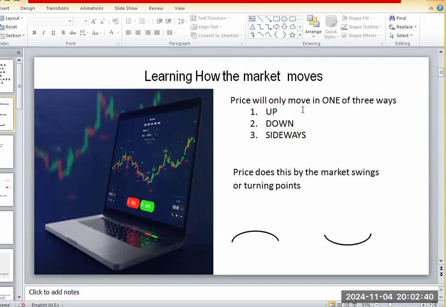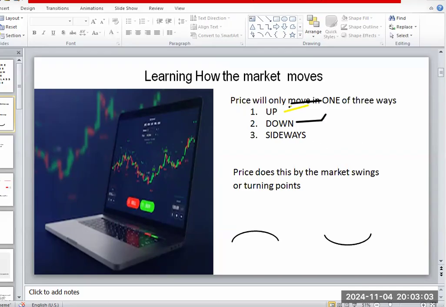It's either moving up, or moving down, or it's moving sideways.